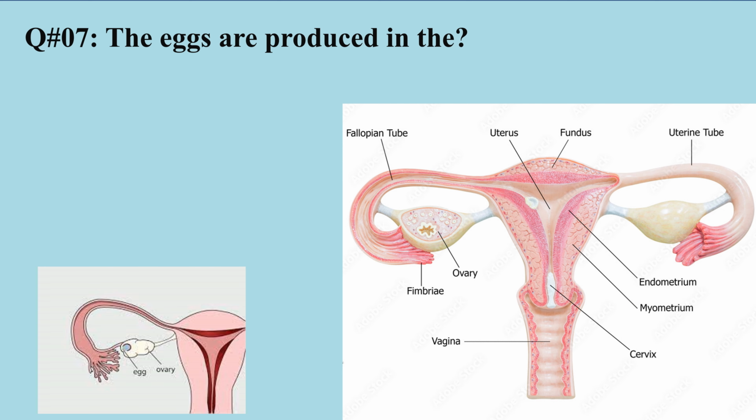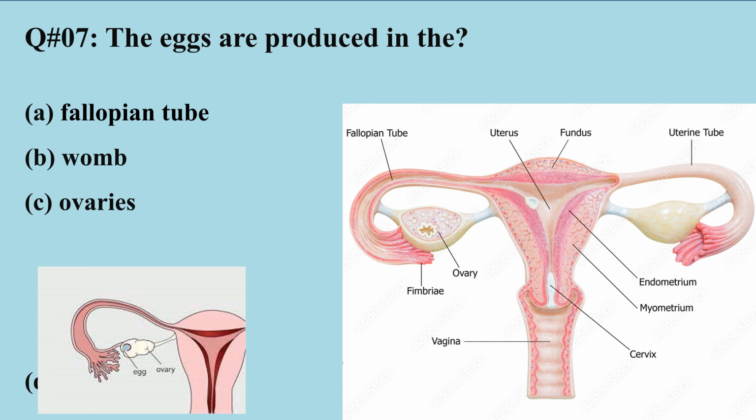Now here come some basic MCQs. Question number 7. The eggs are produced in the: A. Fallopian tube, B. Womb, C. Ovaries, D. Cervix. The female reproductive organ is composed of different parts, but the production of eggs takes place in the ovaries. As shown here, the female reproductive system consists of 2 ovaries, one on either side. So the eggs are produced in the ovary.